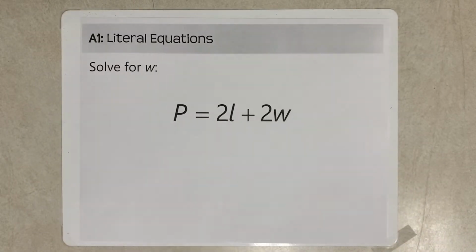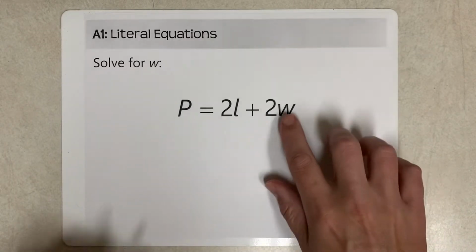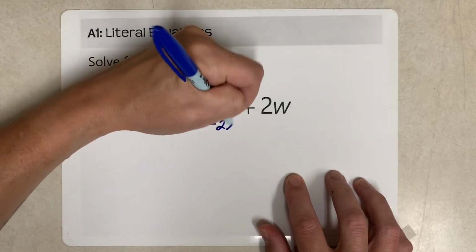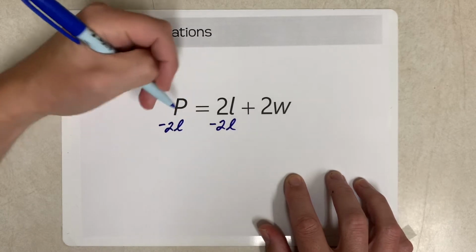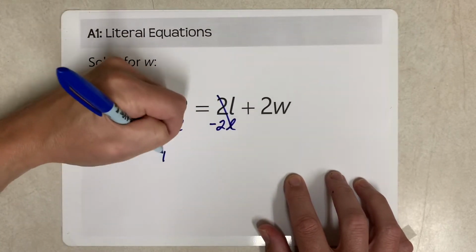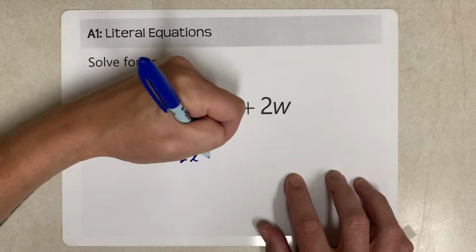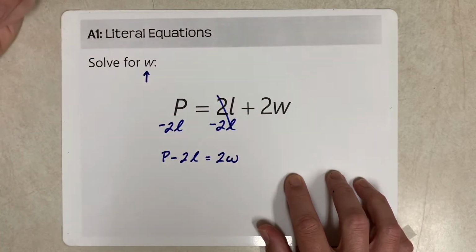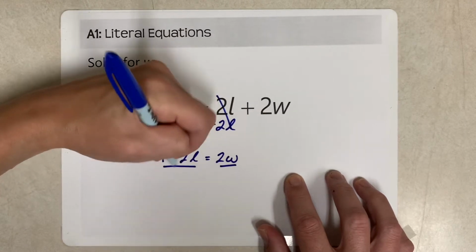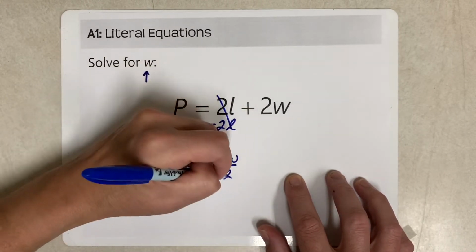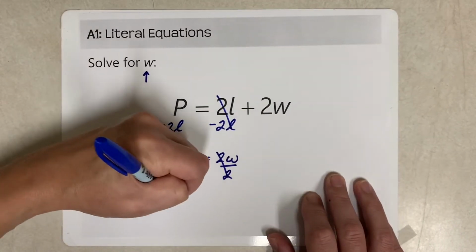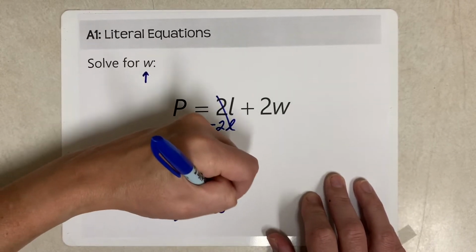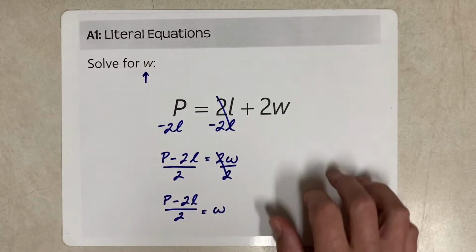This time we have the same formula, but I want to get w by itself, so I need to move the other term over. So I take 2L away from both sides, no problem. So now I have P minus 2L is equal to 2w. Again, I want 1w, not 2. So I divide both sides by 2. And I get P minus 2L over 2 is equal to w. And w is now by itself.